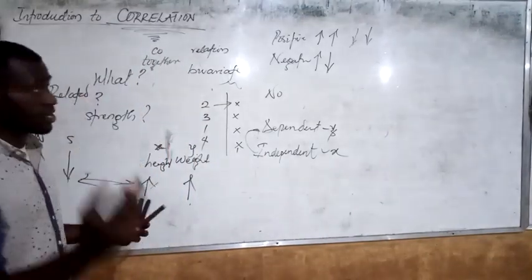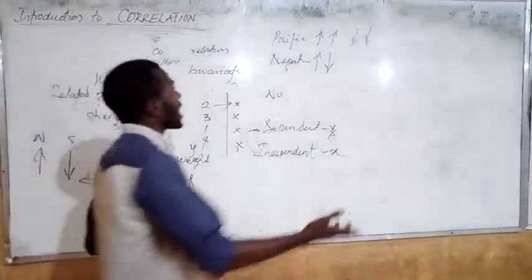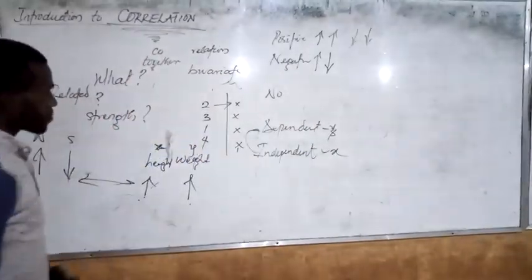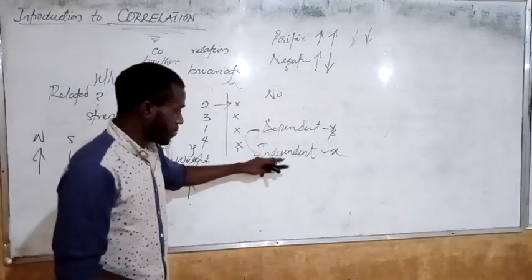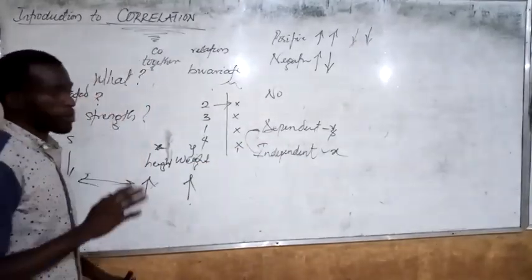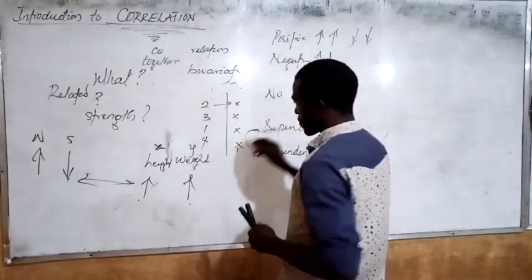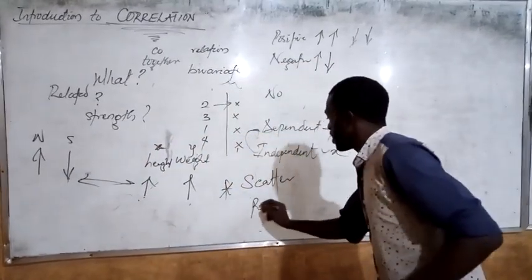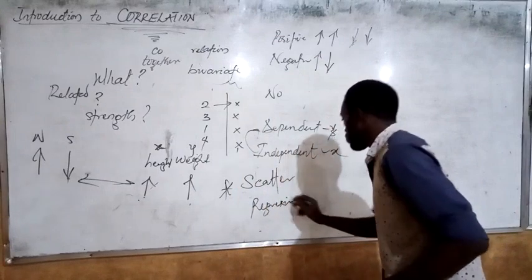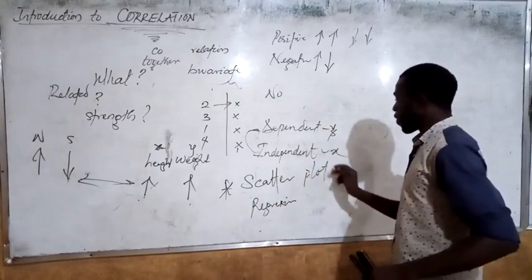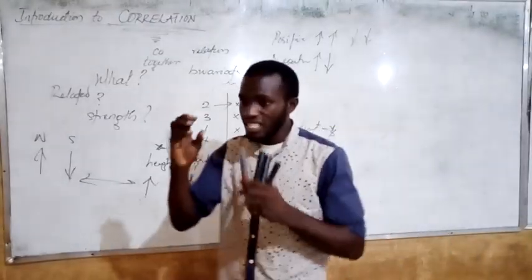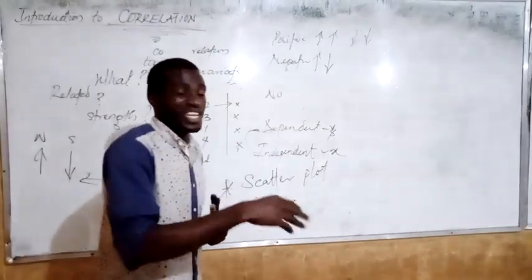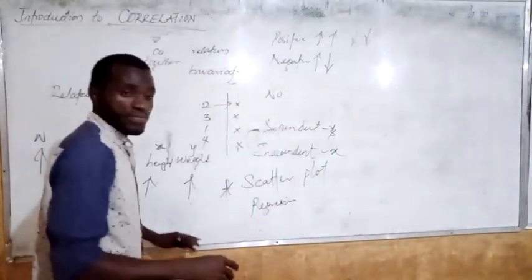Alright, so if two variables are related, we say they are correlated. So they can either be positively correlated or negatively correlated. Now, we have talked about the dependent variable and the independent variable, alright? So the next thing we have to talk about that is related to correlation is the scatter plot. You see, the scatter plot and regression are related. The scatter plot is a plot that shows the data set that has been plotted on a graph. It's a graphical representation of our data. That is the scatter plot.